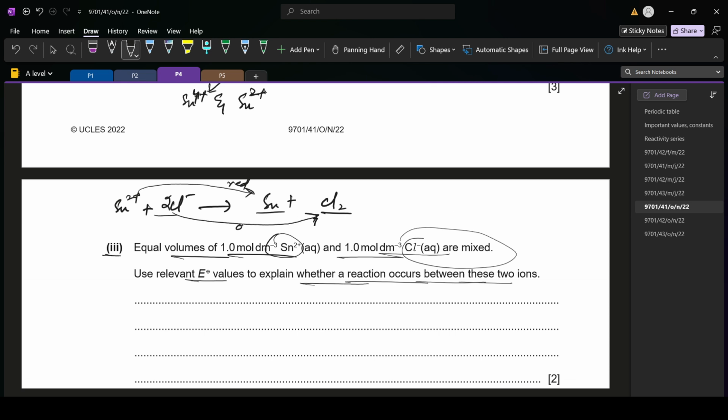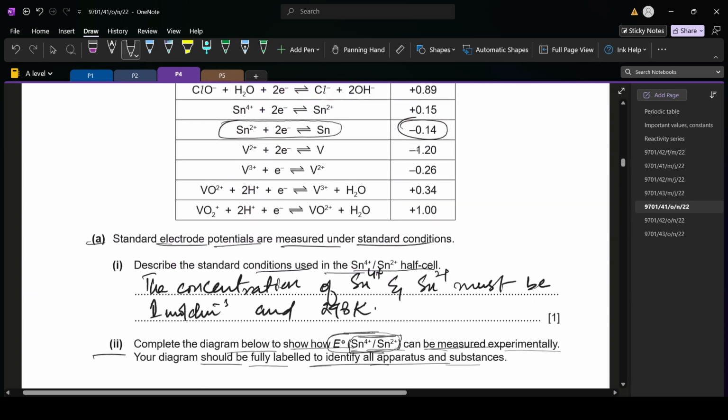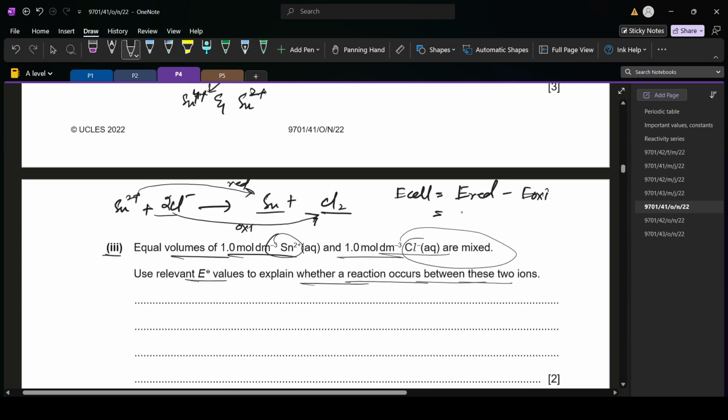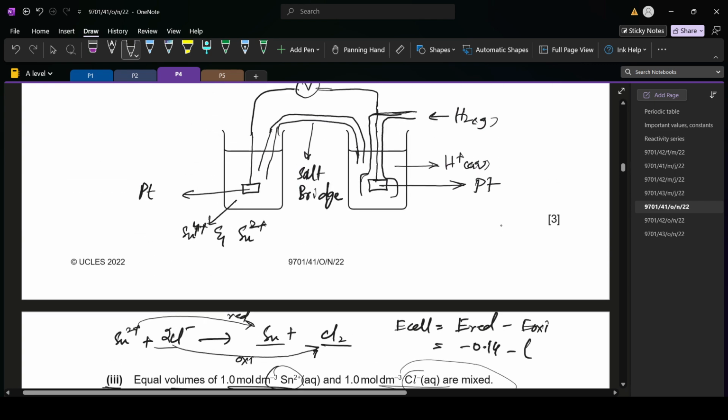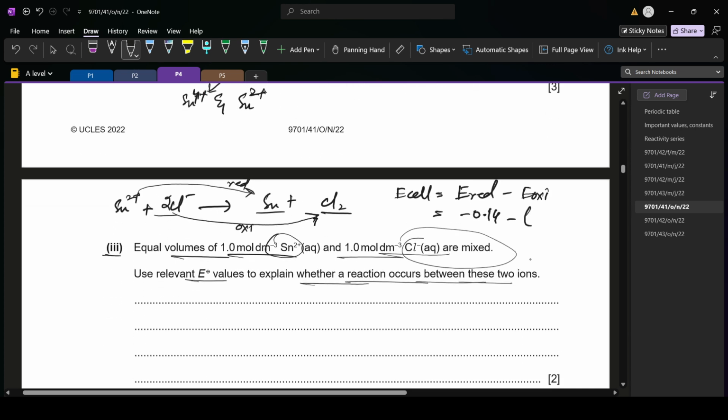And E cell is going to be E reduction minus E oxidation. So now let's calculate the E cell. E reduction is the one which is reduced, which is tin. So the reduction potential is negative 0.14. Then you have the oxidation, and this is the oxidation potential, 1.36.